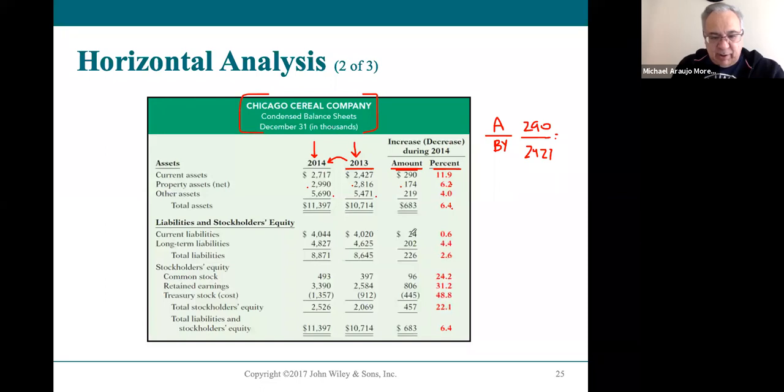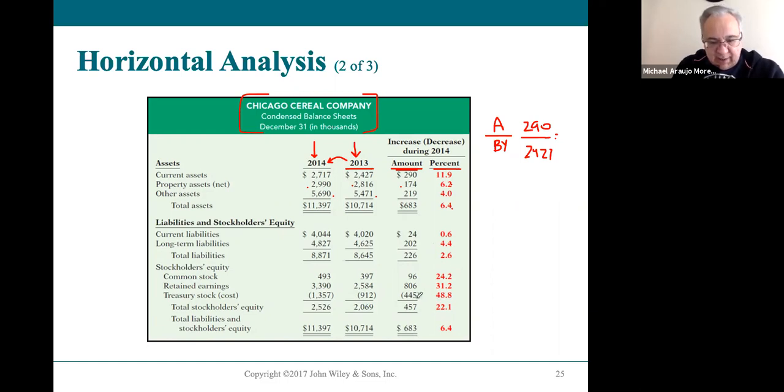So you see current liabilities barely increased. They increased less than 1%, 0.6%, so we went up a little bit. But long-term liabilities jumped 4% from 4624 to 4827. So they were up 202 divided over 4620. That's a 4% increase. So we do all of that all the time.